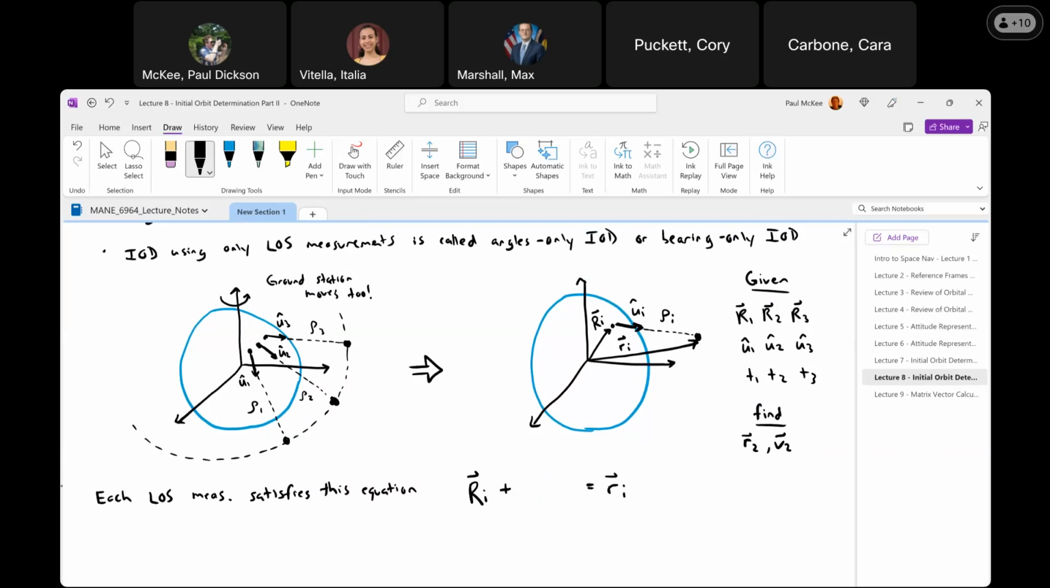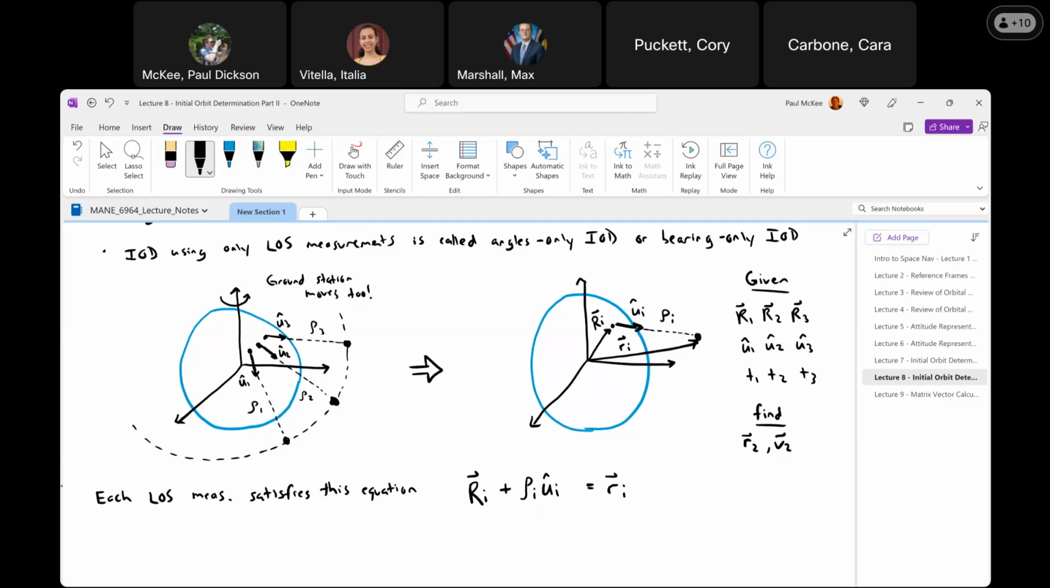So the vector R plus this vector between them is the vector little r. And this vector between them is some direction u_i and some distance rho_i. So what I'm saying is that the distance rho times the direction u gives us the vector from the ground station to the spacecraft or the asteroid or what have you. So this is our equation, right?